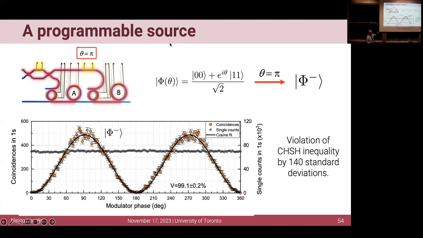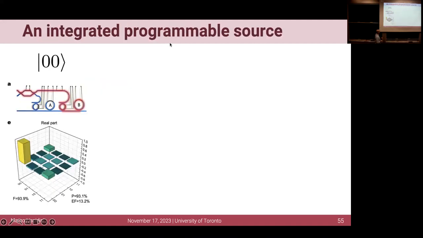But of course, it's a programmable source, and so we want to go beyond just this experiment. We want to characterize the state and maybe produce other states. And so we performed a quantum state tomography. For example, by pumping the state like this, we could generate this 0-0.